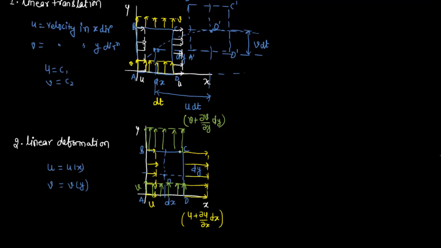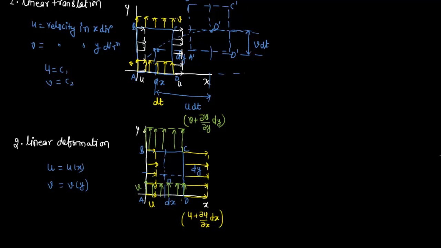Now from this diagram you can clearly understand that the velocity on the face CD in the x direction is greater than the velocity on the face AB. Obviously this differential velocity will try to stretch, or increase the dimension of, this fluid element in the x direction.